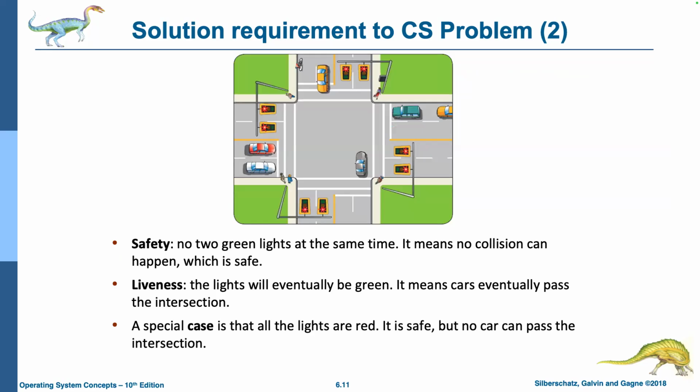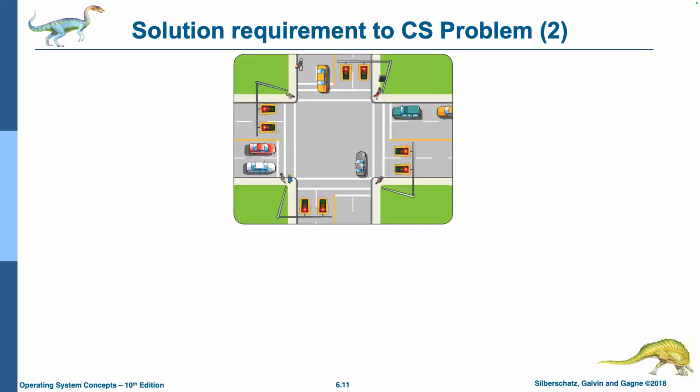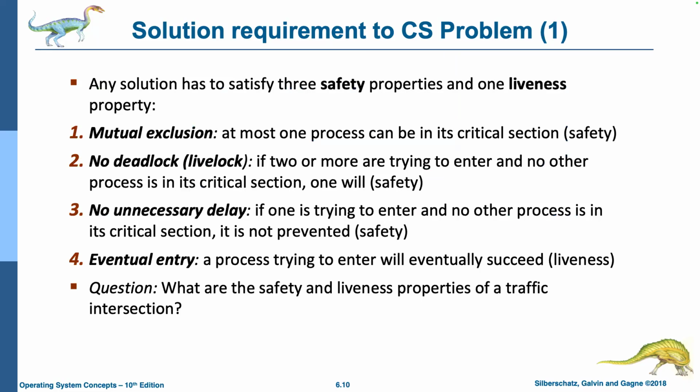And how about the next one? Is there any unnecessary delay? No. Maybe the red lights are so long they cause some delay. That means this is necessary delay. The lights are a necessary delay, not an unnecessary delay. If the lights turn green, but you don't go, this is the unnecessary delay. So no, right? We assume everybody is smart. Okay, and the eventual entry: finally, everybody can pass the crossing.